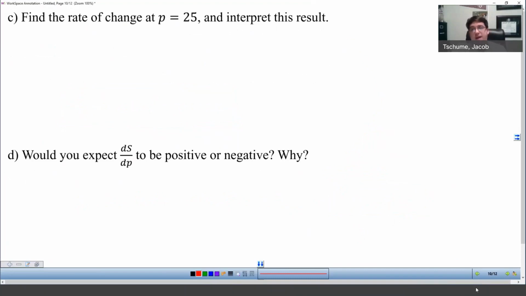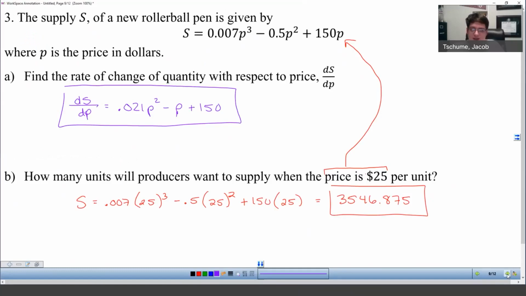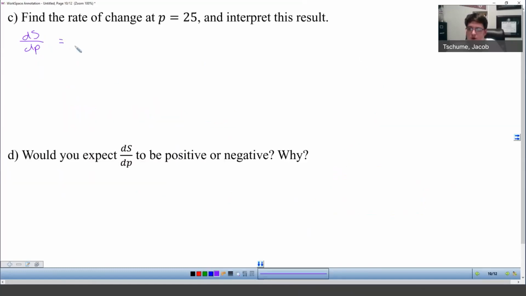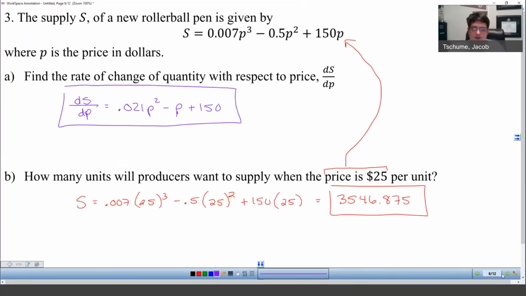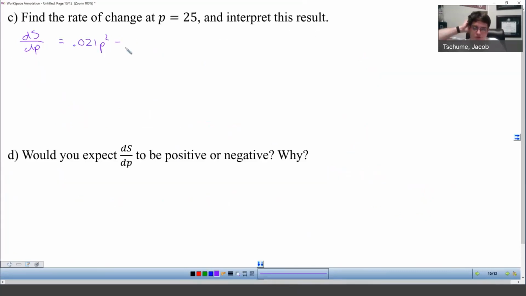All right, now we got to do rates of change. So part C says find the rate of change at P equals 25 and interpret this result. So I'm going to need to write down what my DSDP formula was from part A. So that was 0.021 P squared minus P plus 150. Hopefully you already have that written down in your notes.